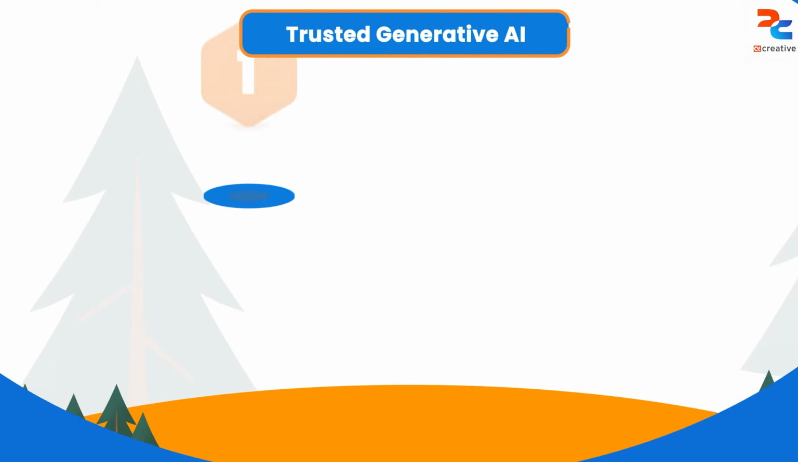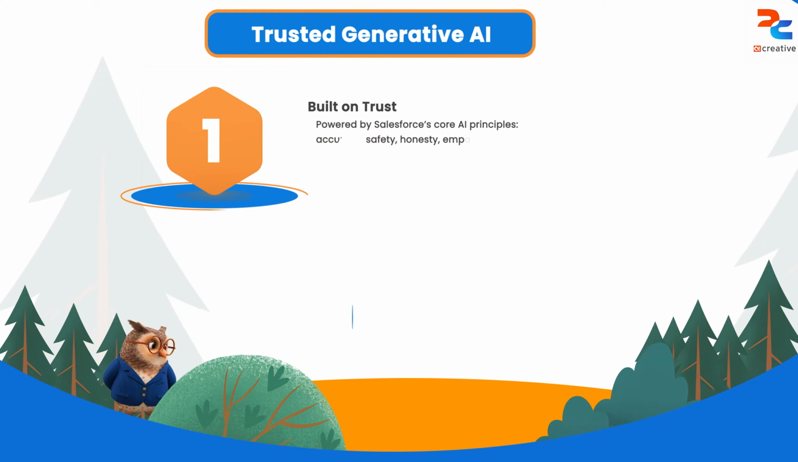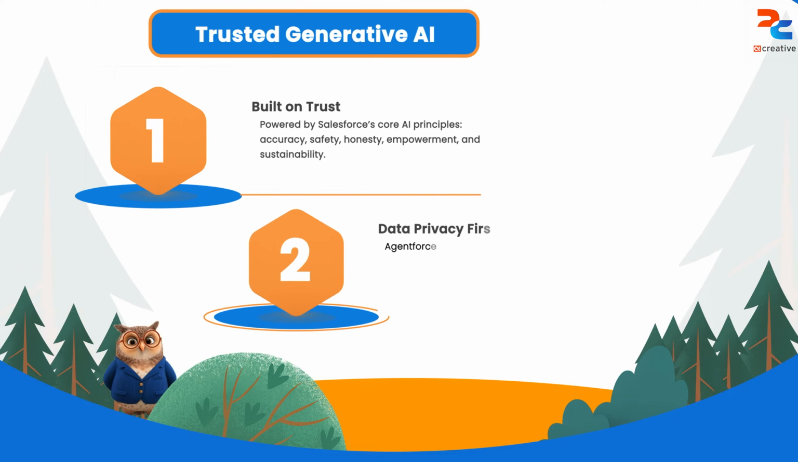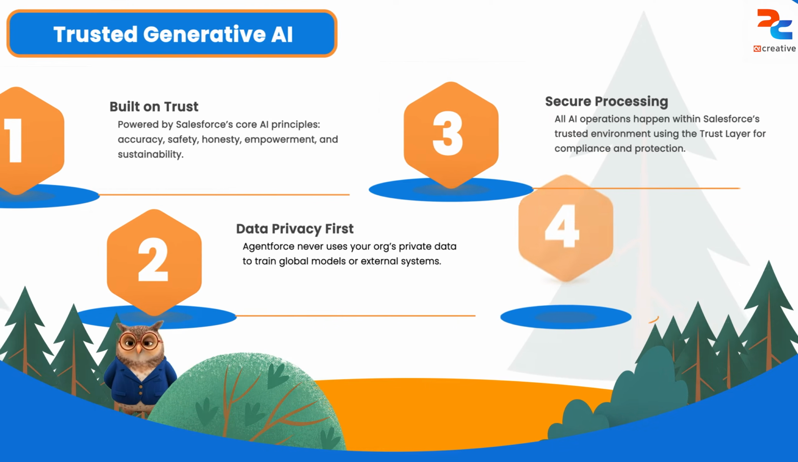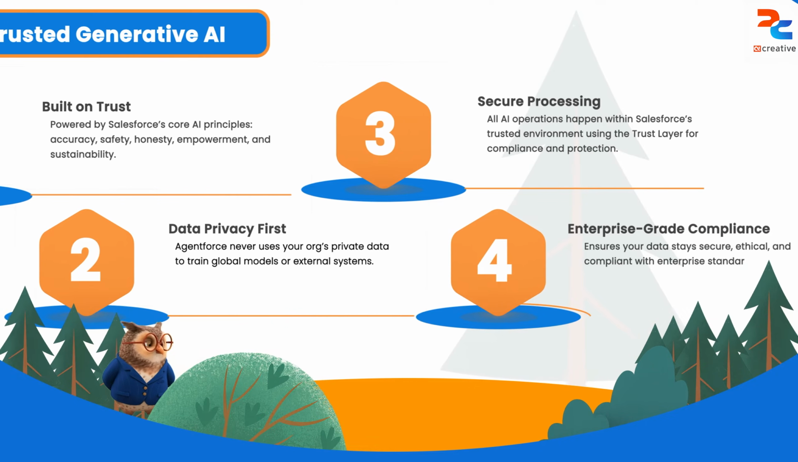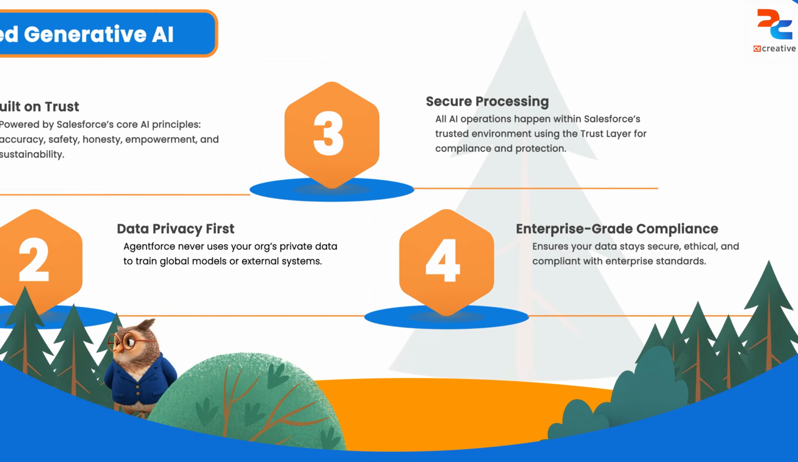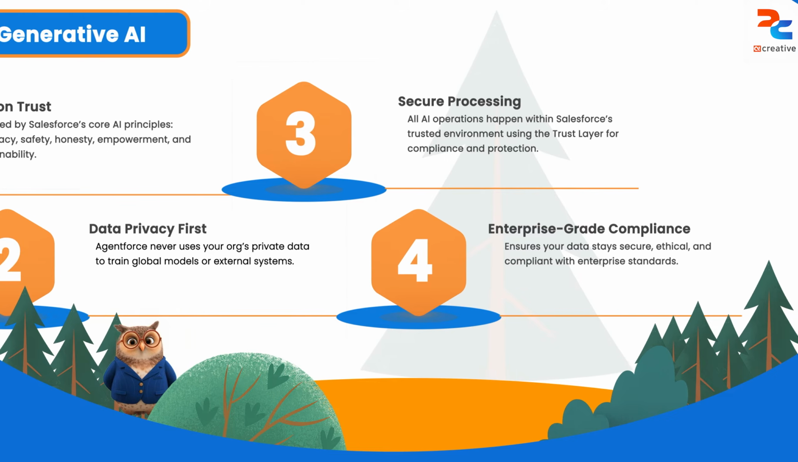Trusted Generative AI. Agentforce Vibes is powered by Salesforce Trusted AI principles, built around accuracy, safety, honesty, empowerment, and sustainability. It never uses your org's private data to train global models. Everything happens within Salesforce trust boundary, keeping your information secure, compliant, and private.